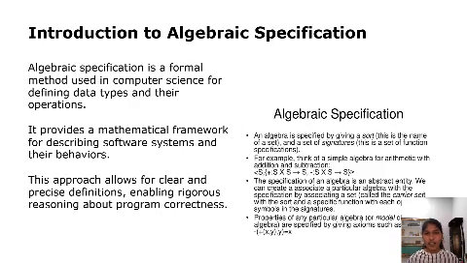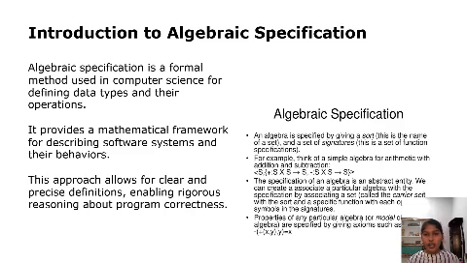Introduction to algebraic specification. Algebraic specification is a formal method used in computer science for defining data types and their operations. It provides a mathematical framework for describing software systems and their behaviors, and this approach allows for clear and precise definitions, enabling rigorous reasoning about program correctness.